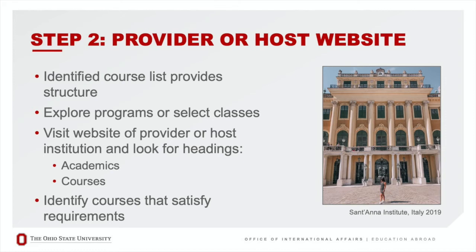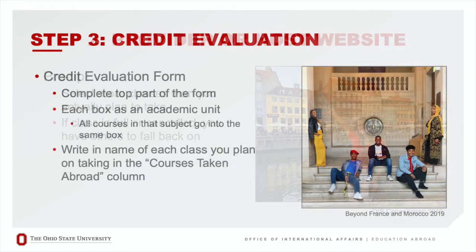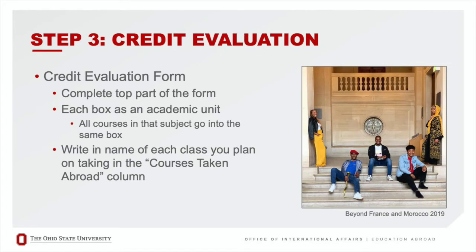Look for headings or links labeled academics or courses and start there. The majority of our providers and host institutions will offer lists of course names and descriptions. Some also provide syllabi. From this list, look for courses that satisfy the requirements discussed earlier with your academic advisor. Pro tip, select more classes than you actually plan to take. If a class is later canceled or full or you just don't like it, you'll have others to fall back on.